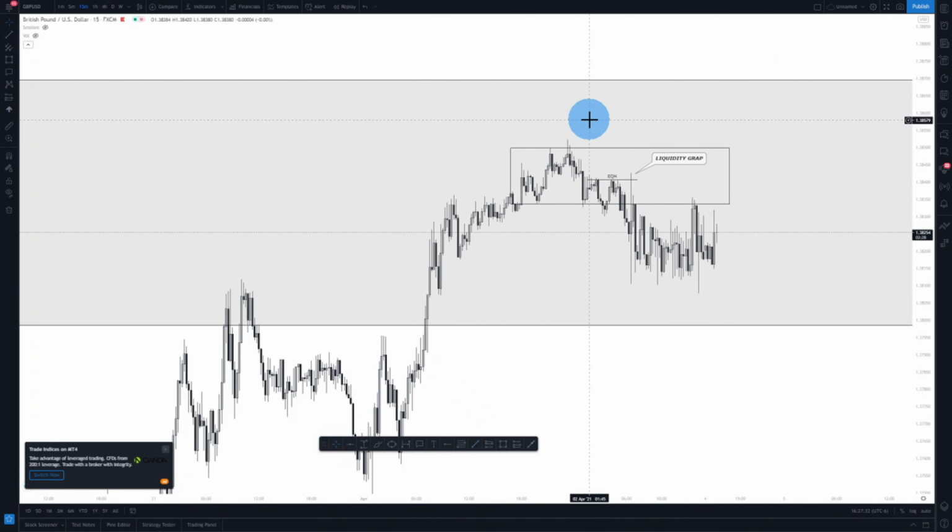And the market came back to what? The market came back to mitigate the supply, and it went down, creating what? Breaking more structure. So it gives us more confirmation that this is bearish momentum. This is a bearish momentum starting right now.